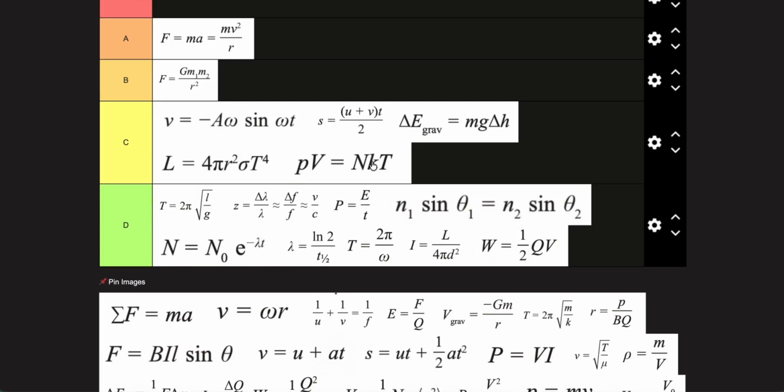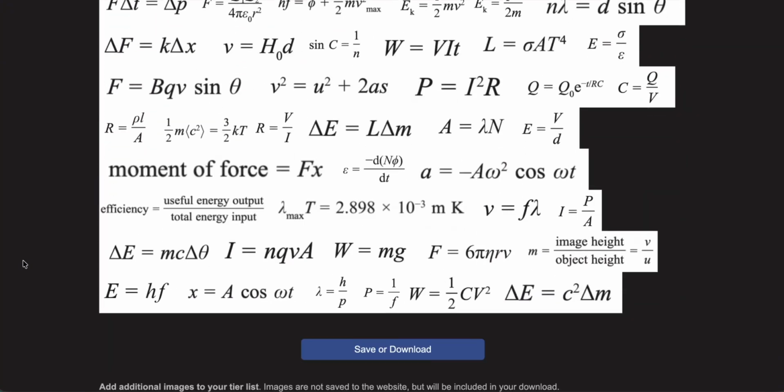Okay, let's put tier C though. By the way, at some point we have to put something in tier S. We'll get there. Okay, the resultant force equals mass times acceleration. This is Newton's second law. Let's put it tier A. Okay, it's an important law of nature. v equals omega r for circular motion, tier D.